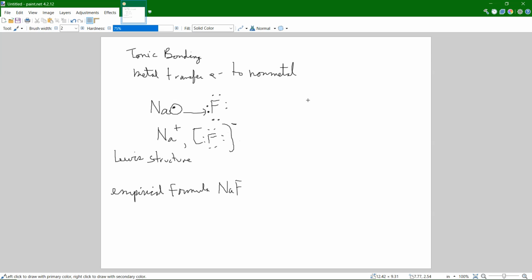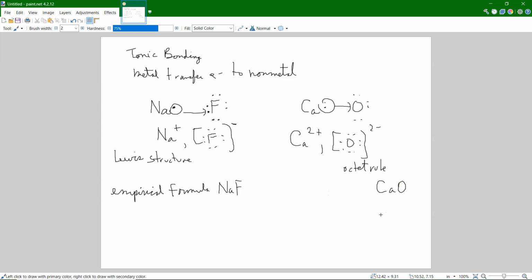Of course, I can do more than 1 electron. Here's calcium. It's got 2 electrons. There's oxygen with 6. So calcium oxide, both electrons are transferred over. So you get calcium 2 plus and then O2 minus. Notice that the octet rule is satisfied for the anion, and you draw all 8 electrons around it. We will see later that there are exceptions to the octet rule, but for now that's good. And the empirical formula would be CaO.